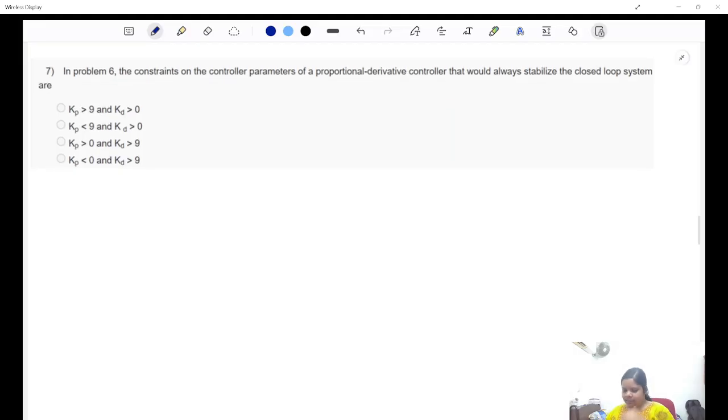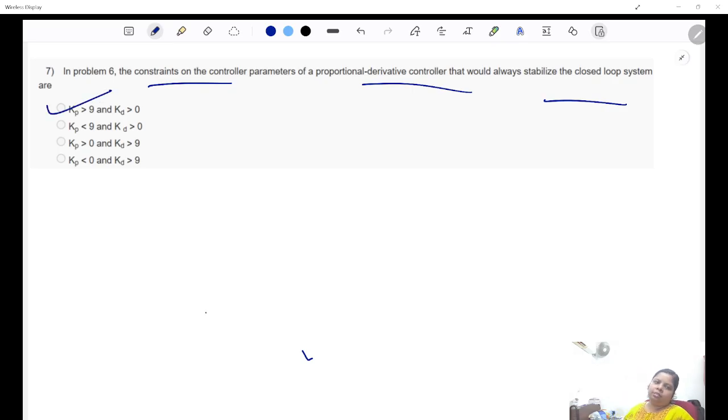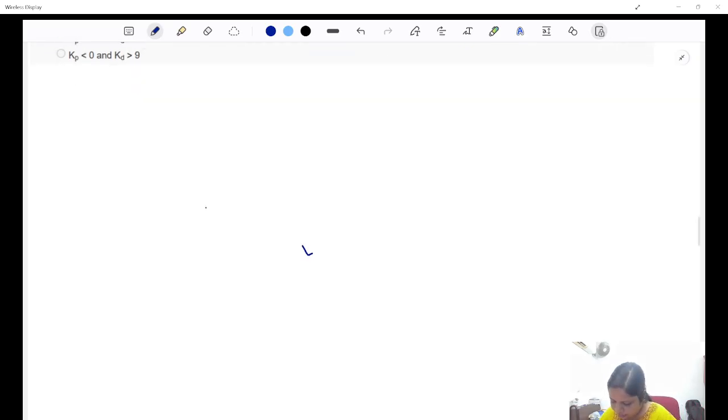In problem 6, the same problem, the constraints on the controller parameters are what? The same question that we answered. Kp should be greater than 9 and Kd should be greater than 0, right? No confusion? Okay. Let's move forward.